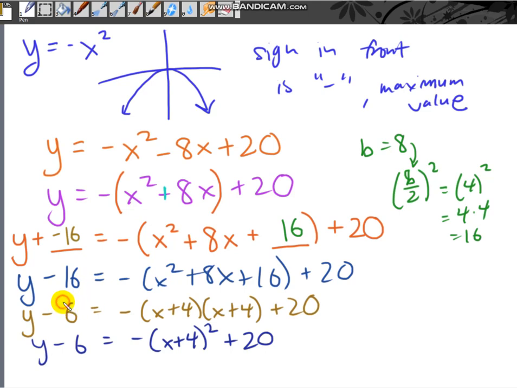Some of you are probably thinking, oh, I made a mistake here. You see that? I forgot the 16. You see the 16 here? For some reason I put 6. Good thing I caught it now.